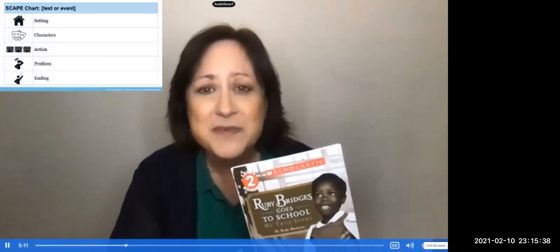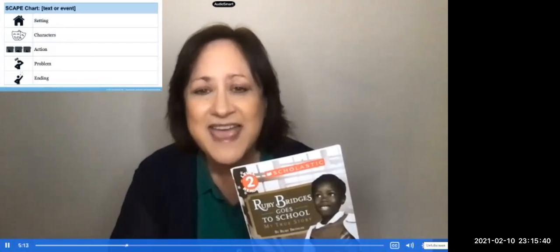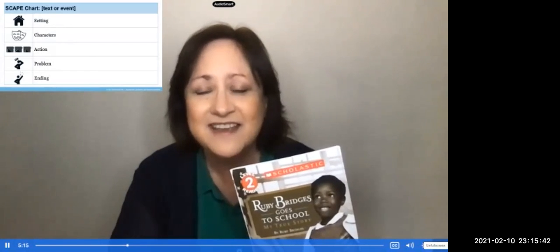As a learner, you'll have a choice here. You can either use SCAPE along with my read aloud to figure out what's happening in this story. You'll be able to point to the chart as you hear and see the different story elements as they come up in my read aloud. Or you can use SCAPE to find out what's happening in this text all on your own, using your own copy of Ruby Bridges Goes to School, My True Story.